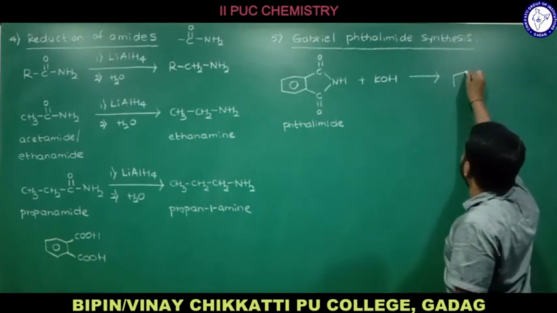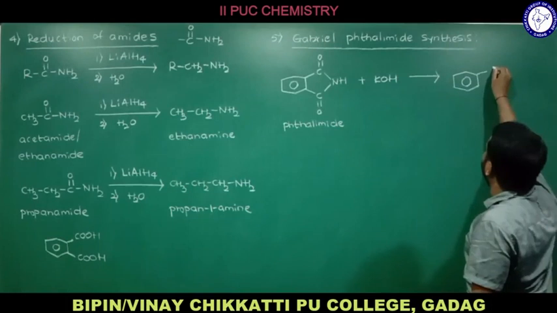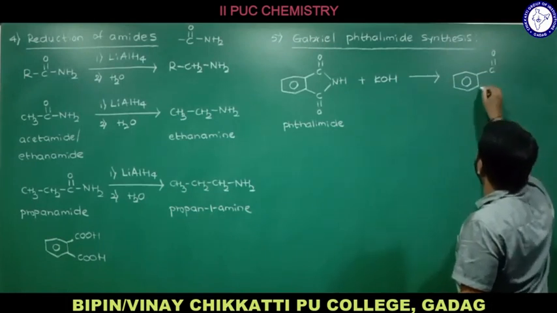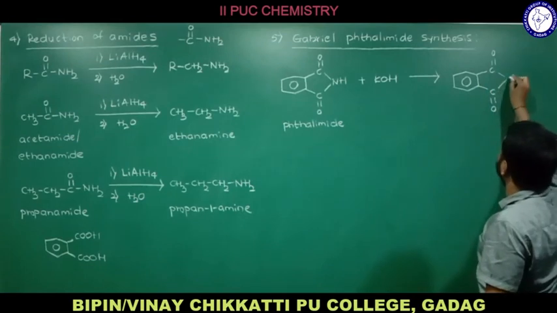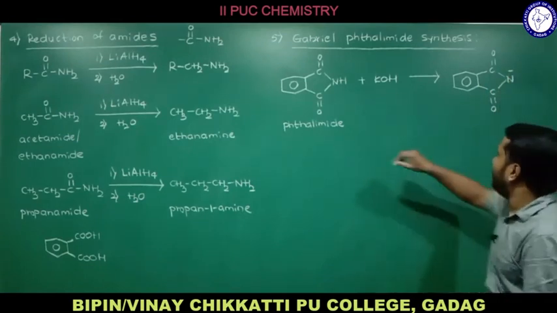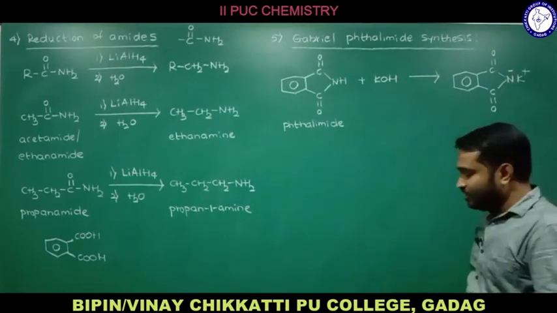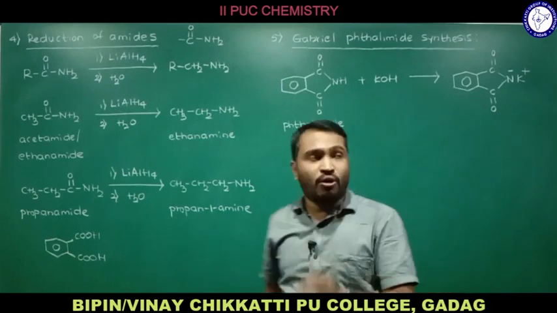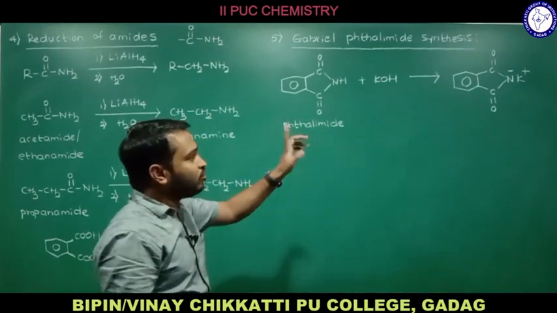Let me draw the structure of what we are going to get here. We have a benzene ring as it is, we have a C double bond O here, and a C double bond O over here, and the hydrogen is replaced, therefore we are going to get N minus, and of course we have the potassium salt, therefore K plus. So this is actually the potassium salt of phthalimide. The product I have written is the potassium salt of phthalimide.